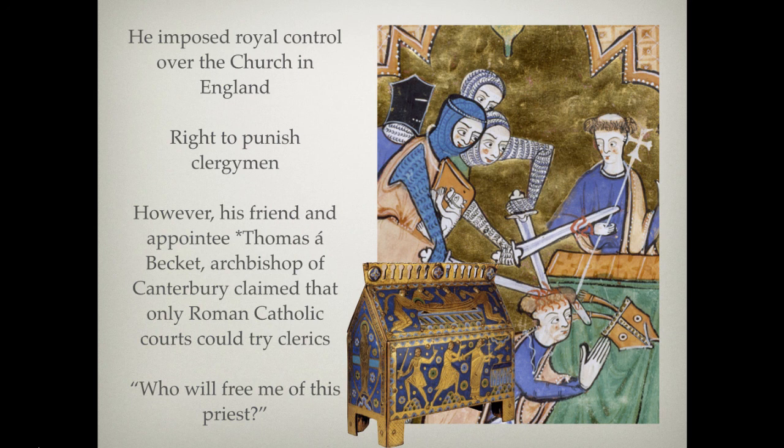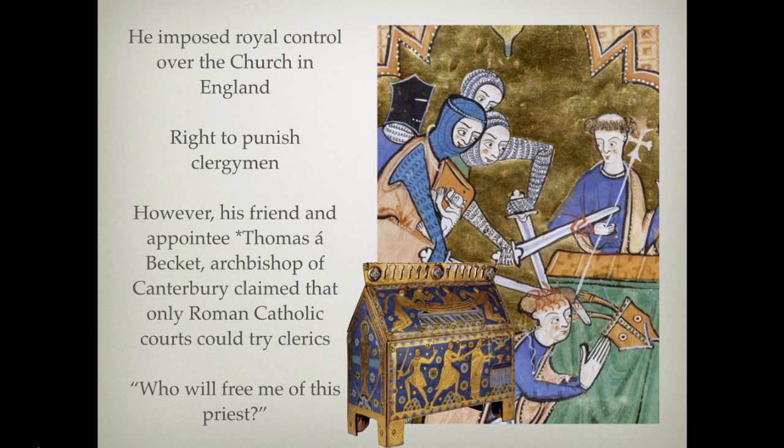Now, to do this, he appoints one of his friends to the archbishopric in Canterbury, and this person's name was Thomas à Becket. Now, this archbishop then would, of course, be his man, at least he thought. Now, the archbishop claimed that only Roman Catholic courts could try clerics. He pulls a 180 on him, completely turns it around.